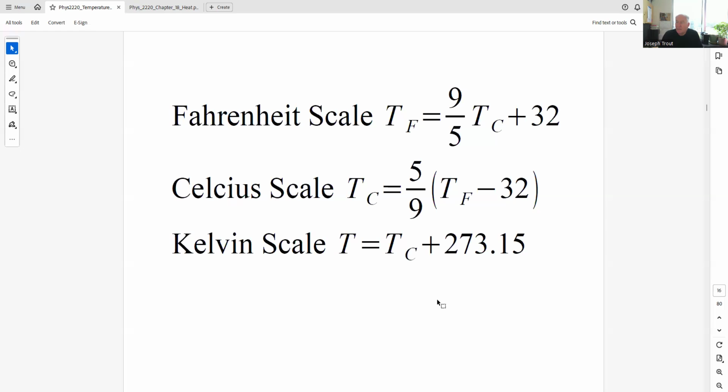Therefore, if we want to know the Kelvin scale temperature and we know the temperature in Celsius, it's the temperature in Celsius plus 273.15. So here are the three equations for conversions between Celsius, Fahrenheit, and Kelvin.